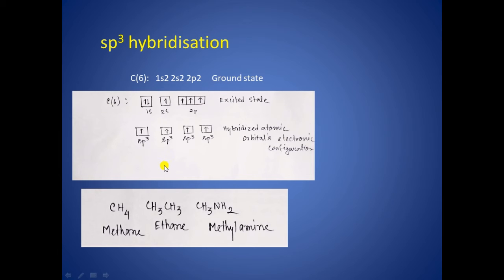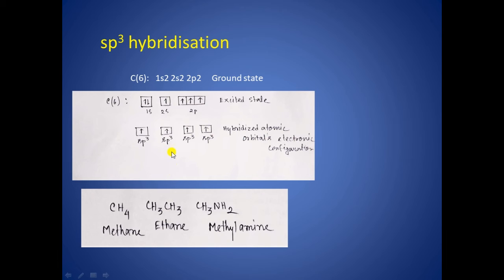Let us consider a carbon atom having atomic number 6. In the ground state, it has electronic configuration like this: 1s2, 2s2, 2p2. But in the excited state, one electron of the 2s orbital moves to the 2p orbital and creates 4 half-filled orbitals. These 4 half-filled orbitals, one s orbital and three p orbitals, mix up to form 4 identical sp3 hybridized atomic orbitals.